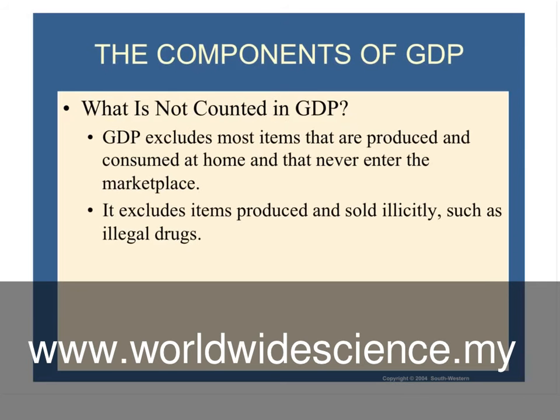What is not counted in GDP? GDP excludes most items that are produced and consumed at home and that never enter the marketplace. So sometimes there are products produced at homes and they never enter the market, so they don't count it. And it excludes items produced and sold illicitly, such as illegal drugs. So we don't go for illegal items, only for products that are produced legally and sold at the market, we only count them.